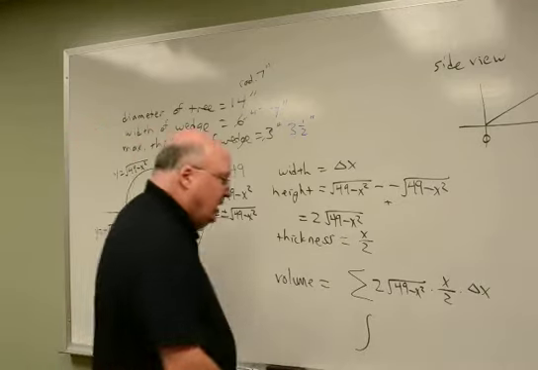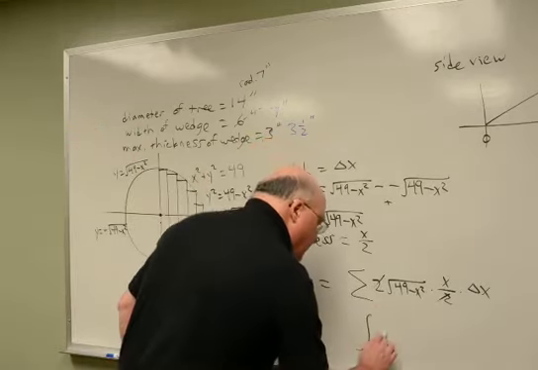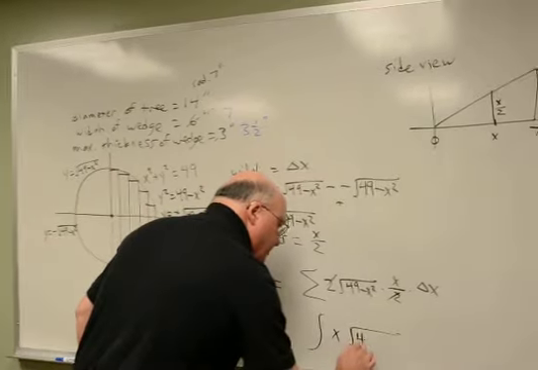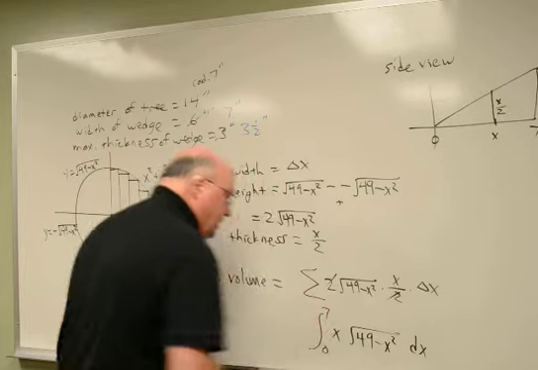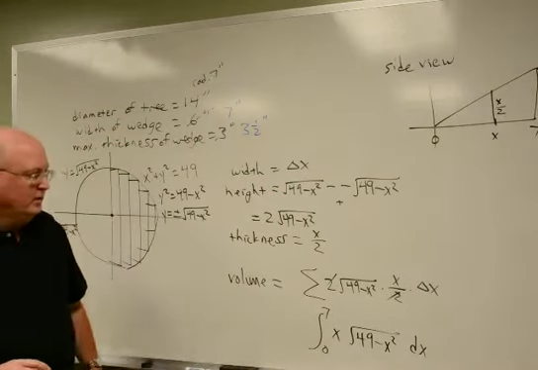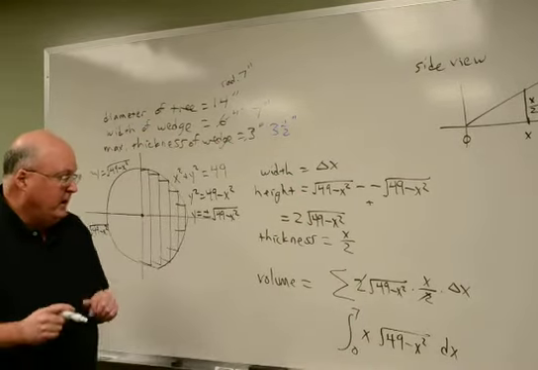So I've got an integral, I'll go ahead and let those 2's cancel, of x times the square root of 49 minus x squared dx from 0 to 7. Alright, so that's what we would have to find.